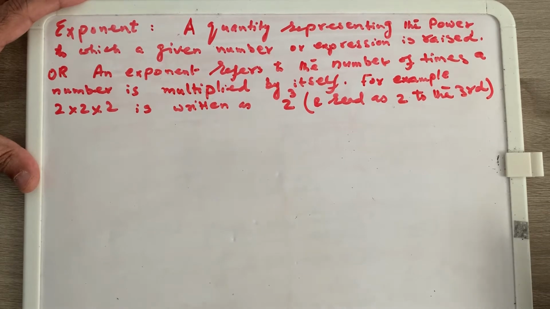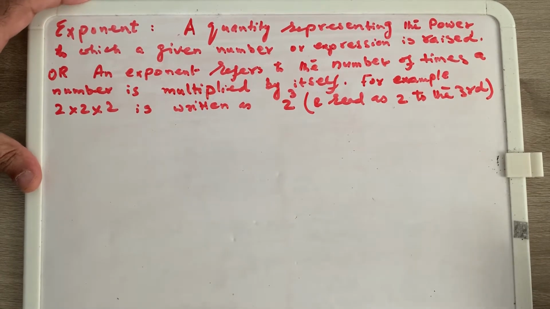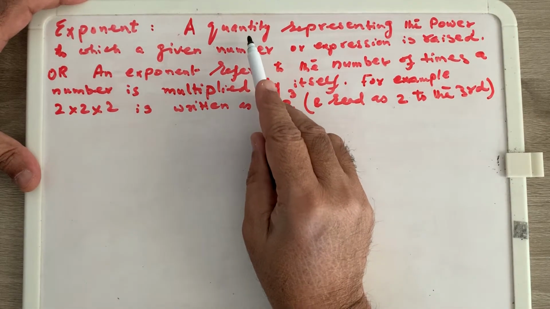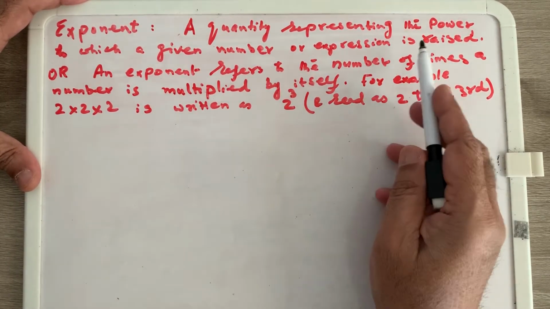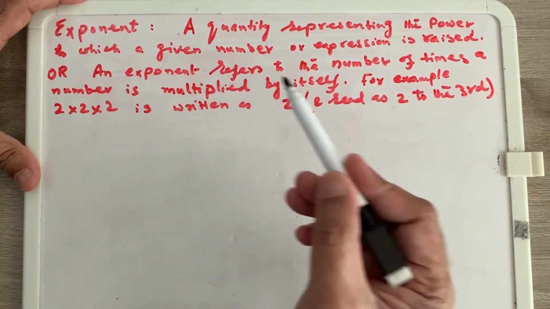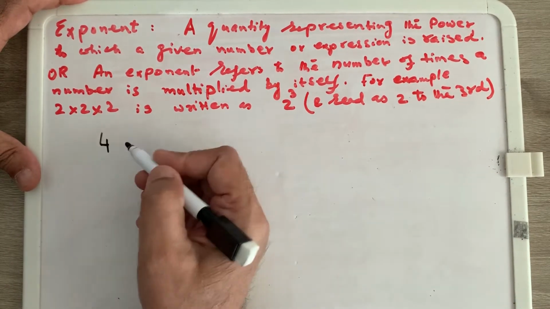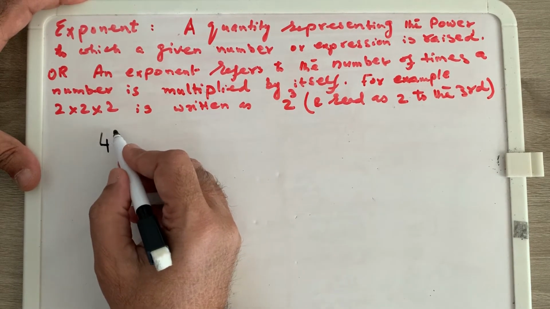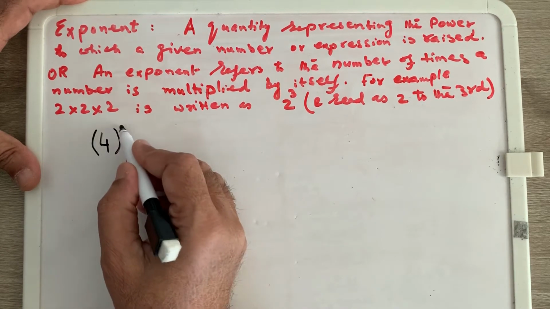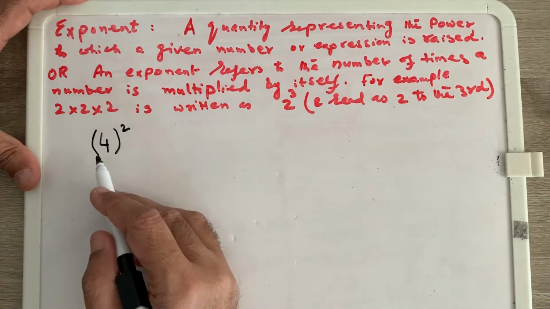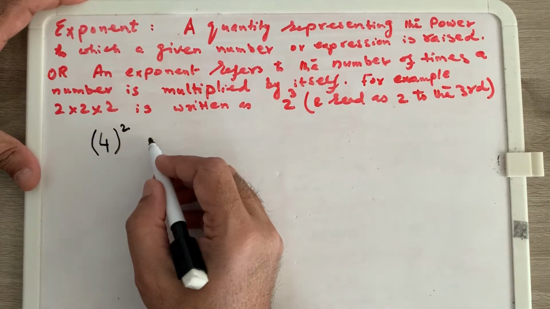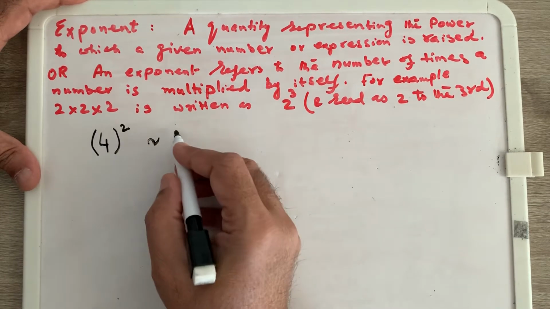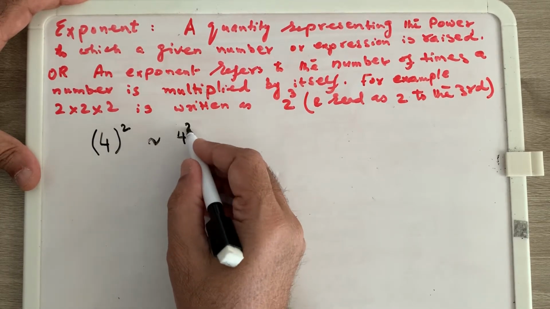Schools remain closed, and we are learning here exponent. And exponent, first of all, the definition: a quantity representing the power to which a given number or expression is raised. A quantity, and it can be a number, representing the power to which the given number is raised. For example, this. So this is the power, and power is always written at the top of that number. It may be written on the top of the parenthesis, or if it is a number alone, we can write it like this as well.